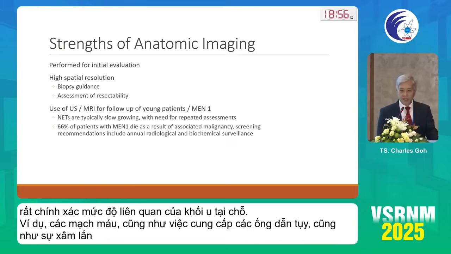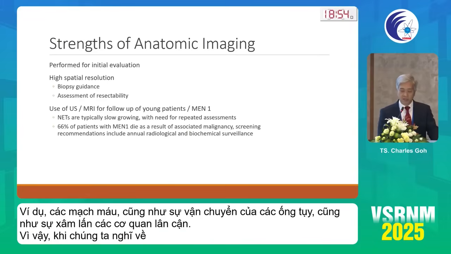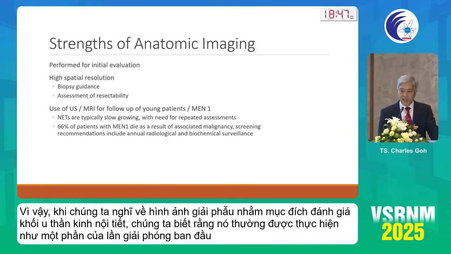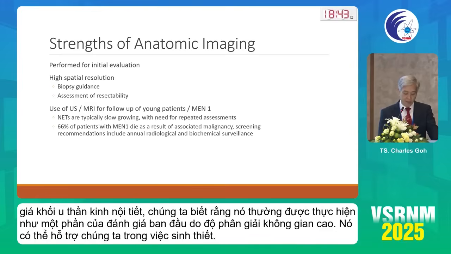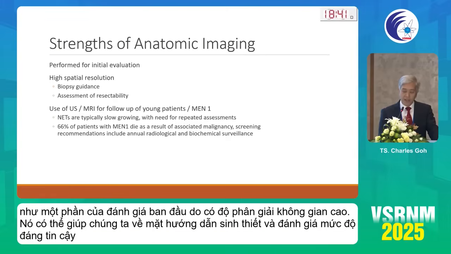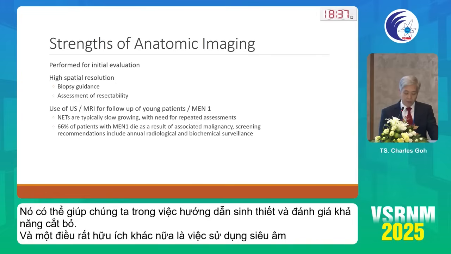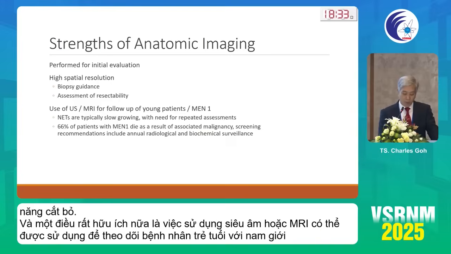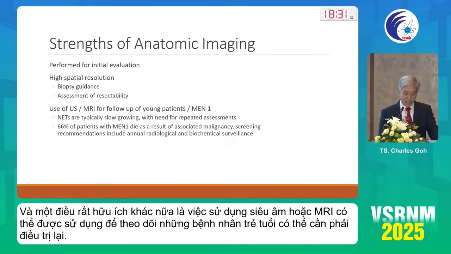So when we think about anatomic imaging for the purpose of neuroendocrine tumor evaluation, we know that it is often done as part of the initial evaluation. Because of the high spatial resolution, it can help us in terms of biopsy guidance and assessment of resectability. And one other very useful thing is that ultrasound or MRI can be used to follow up young patients with MEN1 who may require repeat imaging in the course of their lives.